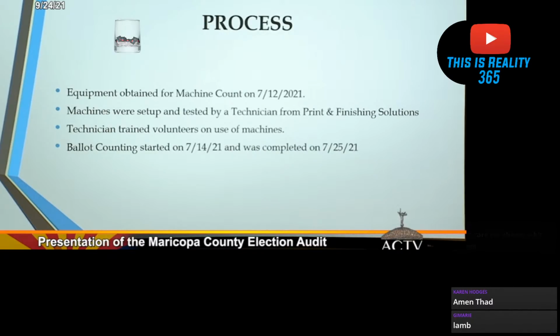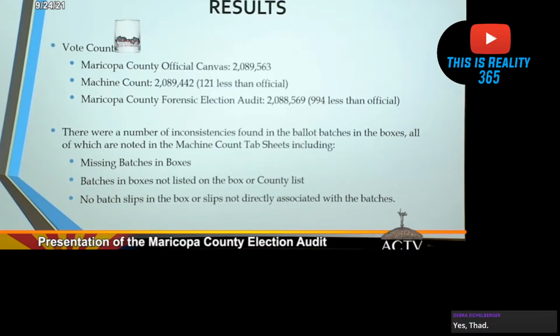I will tell you that the volunteers worked incredibly hard on this, as well as the observers we had overseeing what they were doing. We started working at 8 o'clock in the morning, and we went until midnight on those days. We had 2 teams that were working, very, very solid work. So here's what we found.